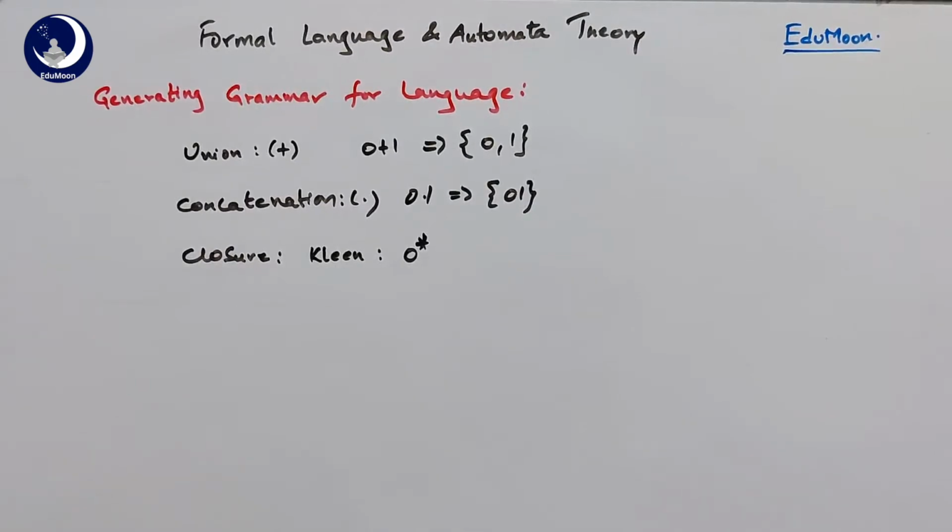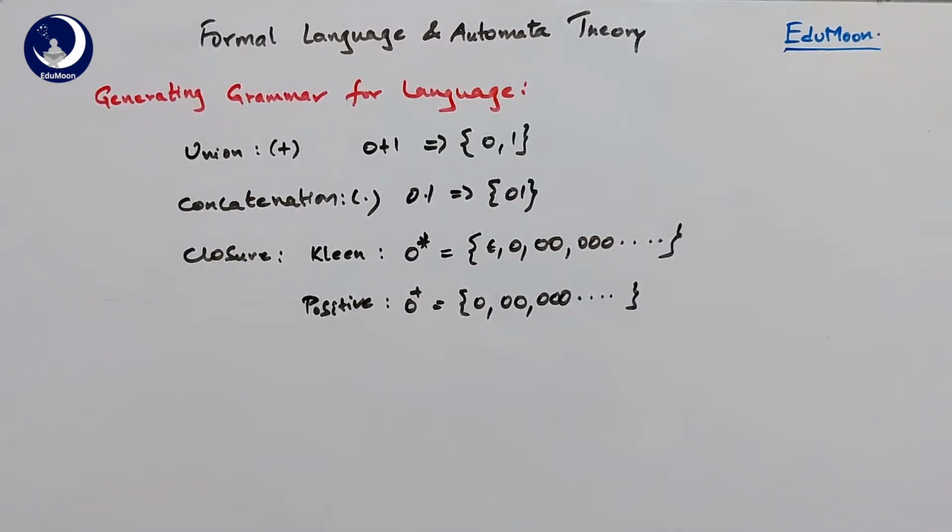Coming to the first closure property, which is called Kleene closure, it is written as 0 star, that is 0 power star. The strings generated by this are epsilon, 0, 00, 000 and so on, where epsilon is the empty string, so it denotes a string of length 0. That is, any number of zeros can be generated from the symbol 0 power star.